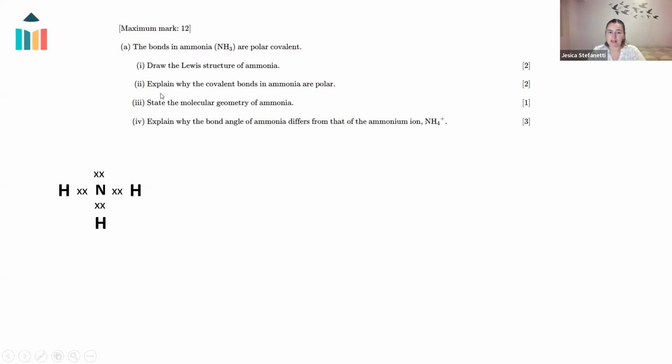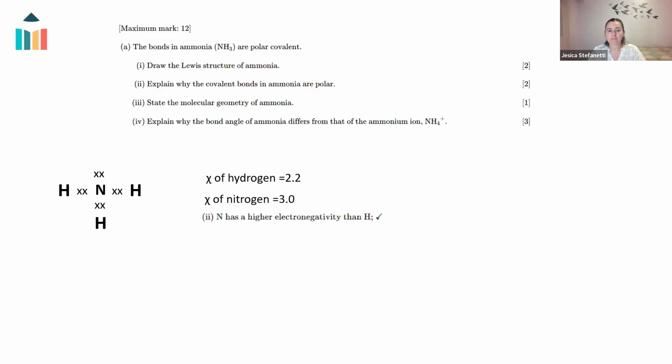The second question says that we need to explain why covalent bonds in ammonia are polar. Here, the whole thing is that we need to think about the electronegativity values. The electronegativity of hydrogen is just 2.2, but that of nitrogen is 3, meaning that nitrogen has a greater ability to attract bonding pairs of electrons. And so electrons tend to be closer to the nitrogen. That's the whole reason behind the polar bonds.